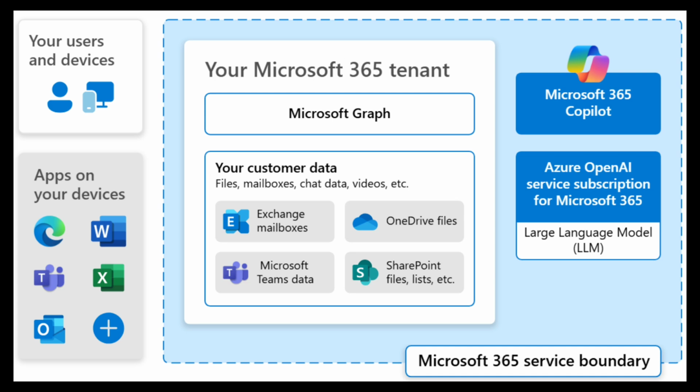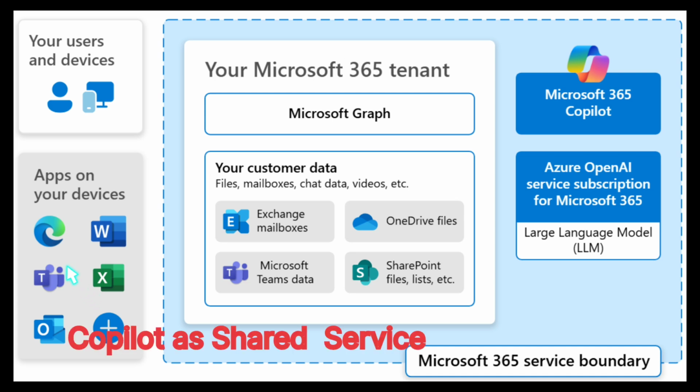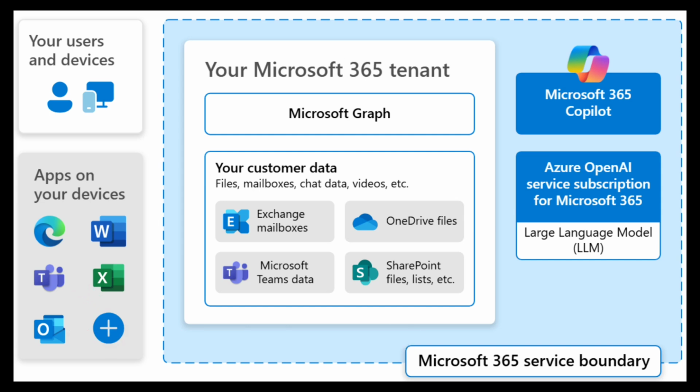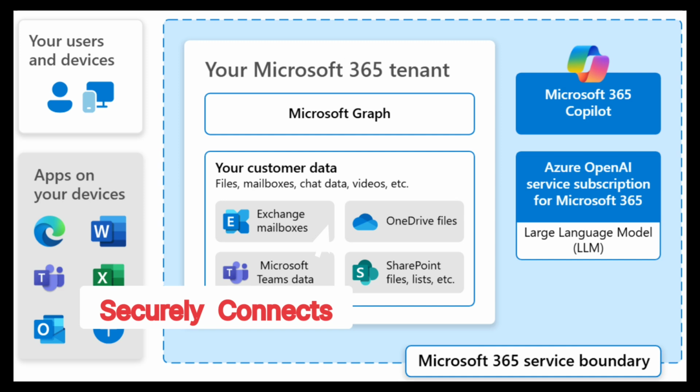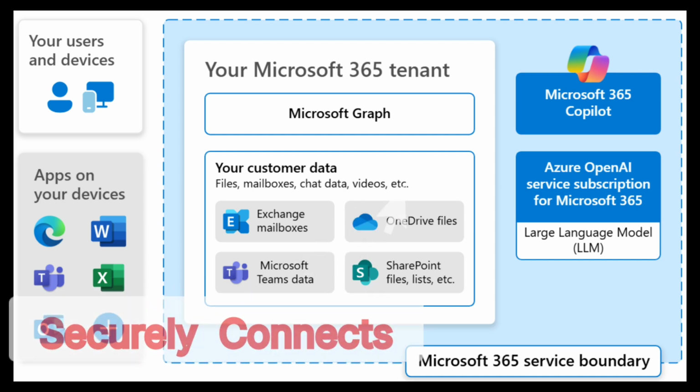Microsoft 365 Copilot is designed as a shared service, meaning it operates across multiple Microsoft 365 apps like Word, Excel, Outlook, Teams, and leverages the same infrastructure and security model as other Microsoft 365 services. This diagram is spot on, and I'll walk you through it with a quick demo. As you can see, Copilot doesn't access anything stored locally on the user's device. Instead, it securely connects to cloud-based services like Exchange, Teams, SharePoint, and OneDrive to gather the information it needs.